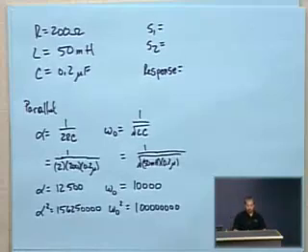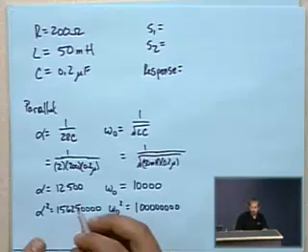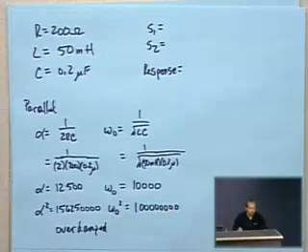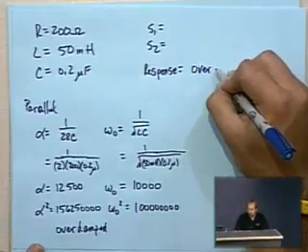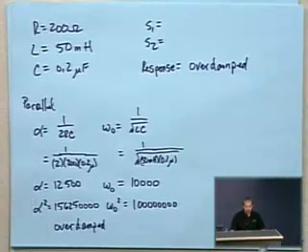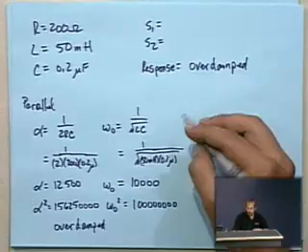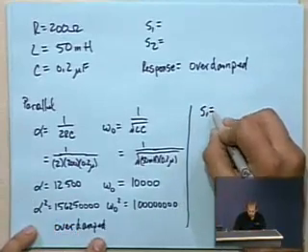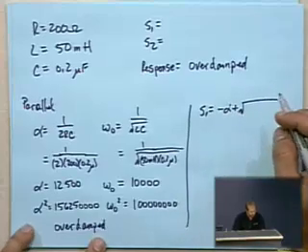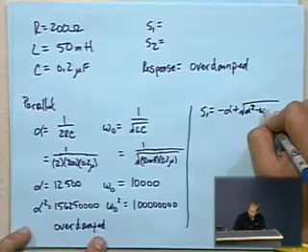So, comparing alpha squared and omega naught squared, we see that alpha squared is considerably larger than omega naught squared. And that means that the form of the response is overdamped. You might have to look back at the previous slides to remember that, but it's an overdamped circuit. And so we can just plug in and solve for S1 and S2. S1 equals negative alpha plus the square root of alpha squared minus omega naught squared.